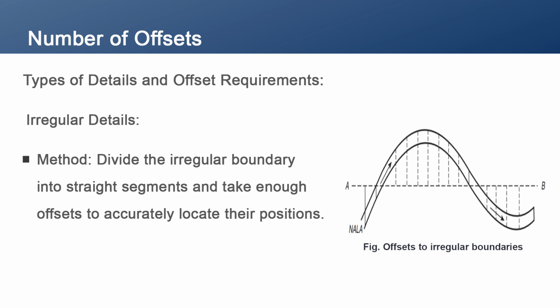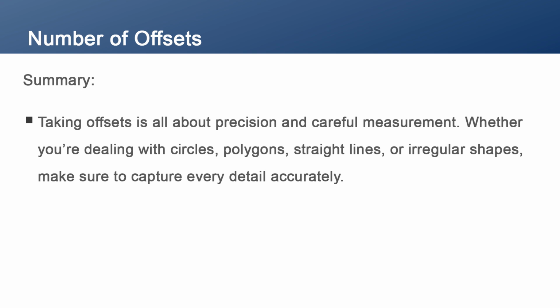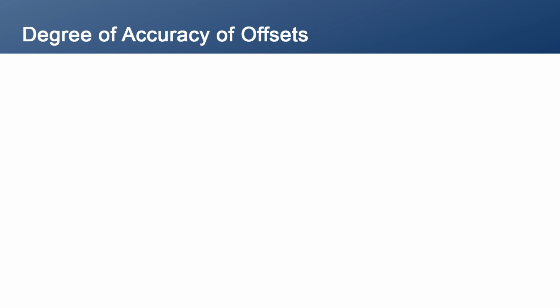For irregular boundaries, break them into straight segments and take enough offsets to accurately locate their position. So the bottom line here is, taking offsets is all about precision and careful measurement. Whether you are dealing with circles, polygons, straight lines or irregular shapes, make sure to capture every detail accurately. Let us understand the degree of accuracy and the limiting lengths of offset.